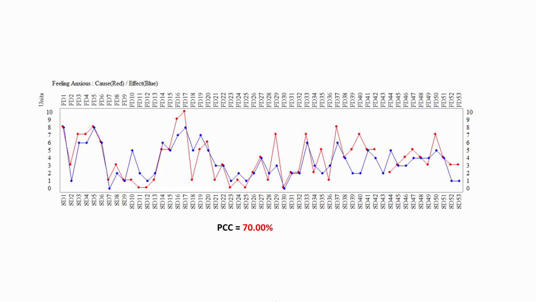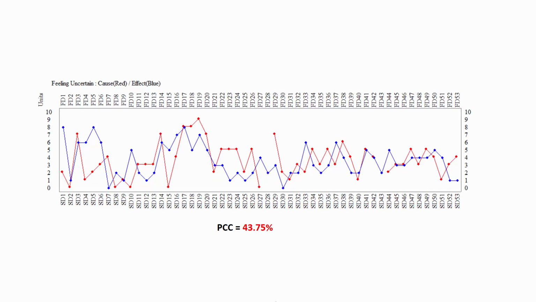Now here are ratings from a participant in the study, and again the blue line represents the stress ratings, and in this case the red line represents ratings for feeling anxious. And again notice that the lines follow each other fairly closely across the 53 days. Now here the PCC index is 70%, not as high as 96%, but still indicating a fair degree of correspondence between the two lines across the 53 days.